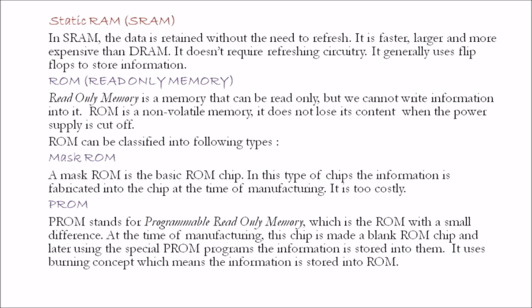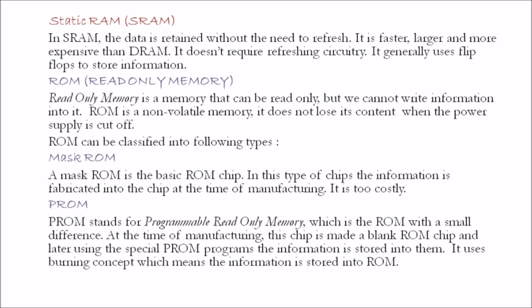Read-only memory. Read-only memory is a memory that can be read only, but we cannot write information into it. ROM is a non-volatile memory. It doesn't lose its contents when the power supply is cut off. ROM can be classified into the following types.